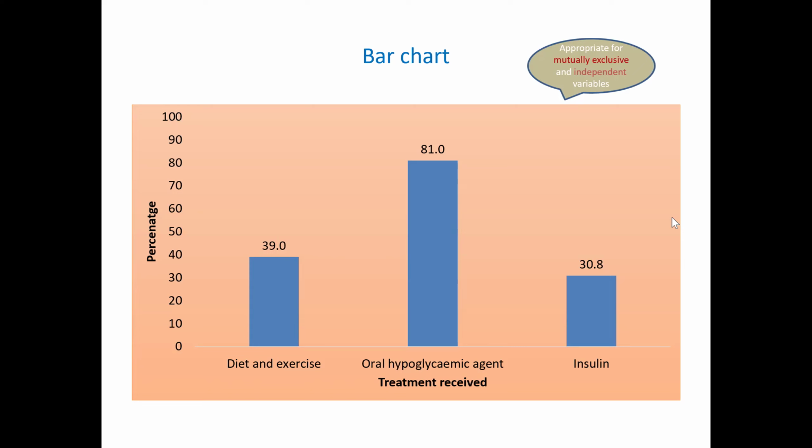This is when you use a bar chart. You can also use a bar chart if it is mutually exclusive. Even for the complication of the population, you can use a bar chart. So a bar chart can be used for both mutually exclusive and independent. But a pie chart can only be used for mutually exclusive, and cannot be used for an independent situation.